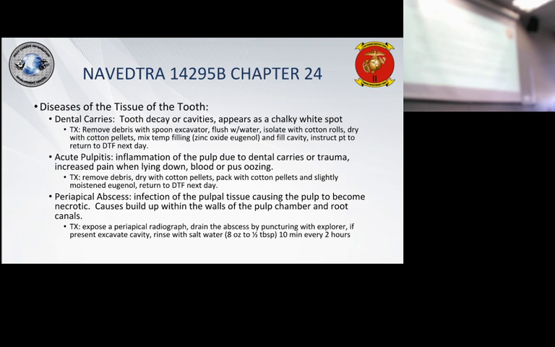Diseases of tissue of the tooth. So dental caries, those are pretty common. And the treatment, you know, you dealt with dental before, so you know they just take off the debris. Acute pulpitis, inflammation of the pulp due to dental caries or trauma. I have seen on the test where they'll list what it is, so it'll say like infection of the pulpal tissue. I've actually seen this one, and it'll have like 2 different kinds of abscesses, and you got to pick which one. So periapical abscess, that would be one of them.